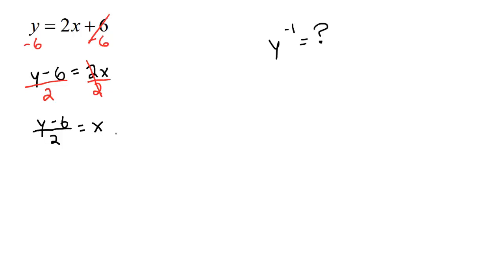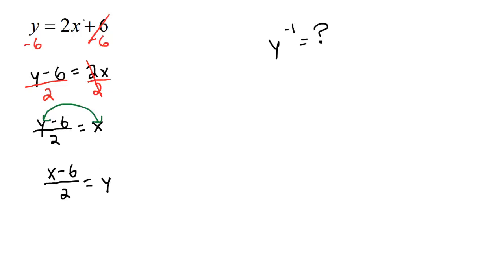Now, because we want to write it like this, y to the negative first power, we have to actually flip-flop the x and the y there. So this x switches with that y. So let's go ahead and rewrite that. We're going to have x minus 6 over 2, and that's going to equal y.